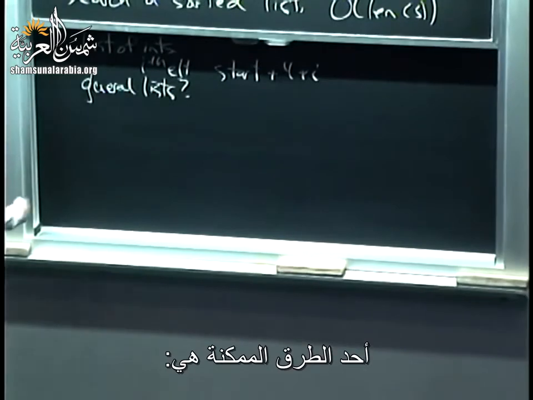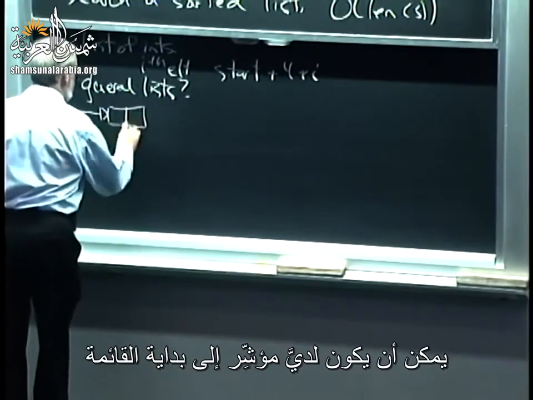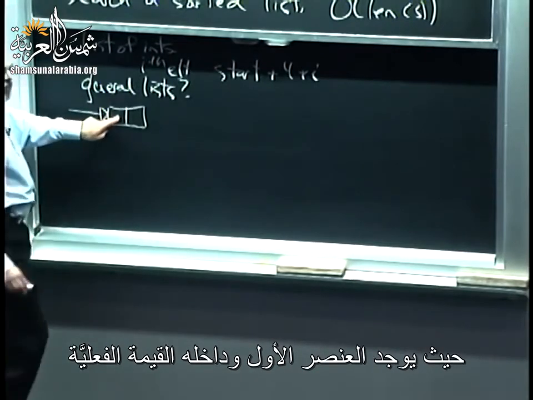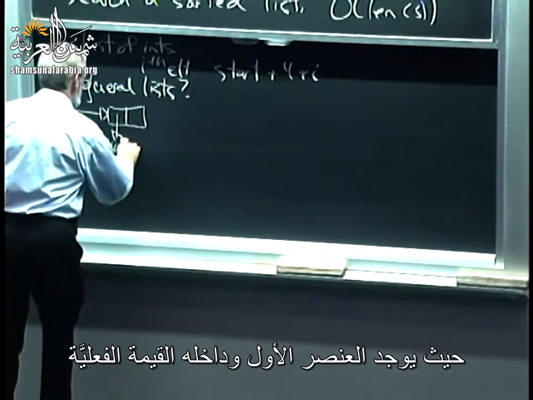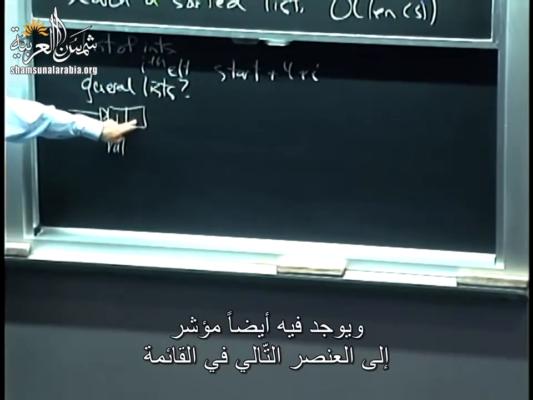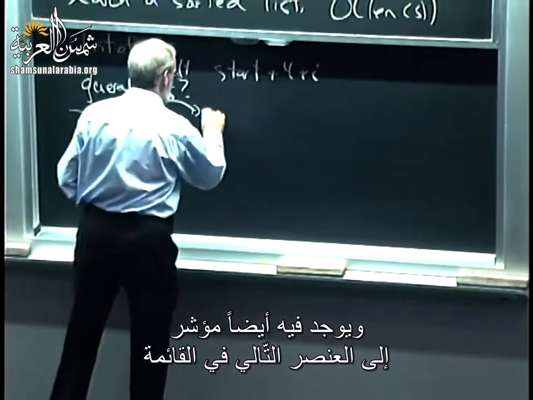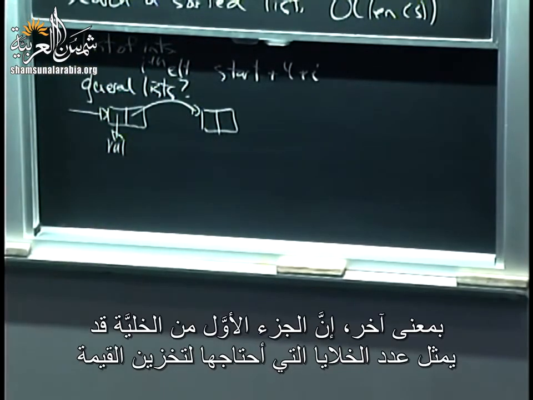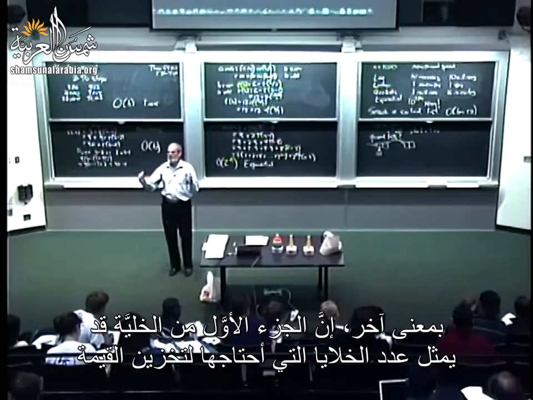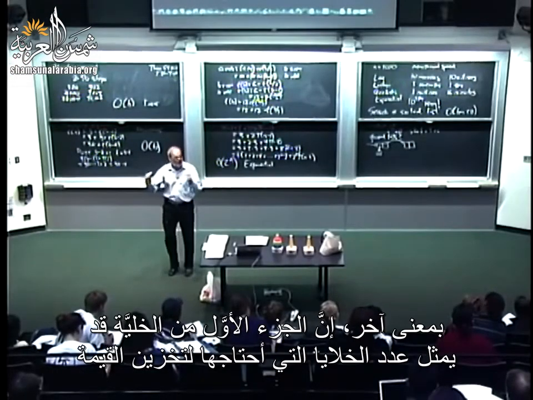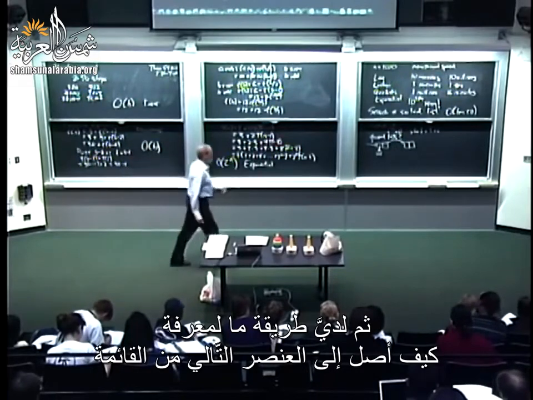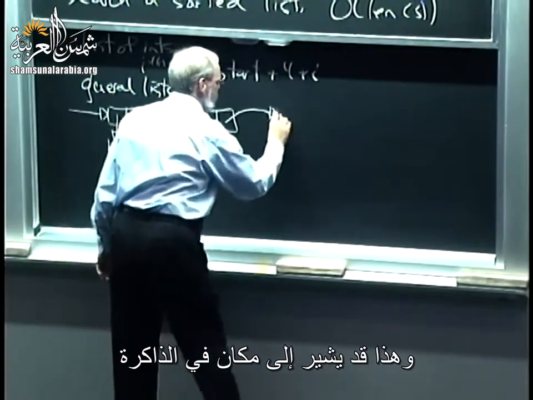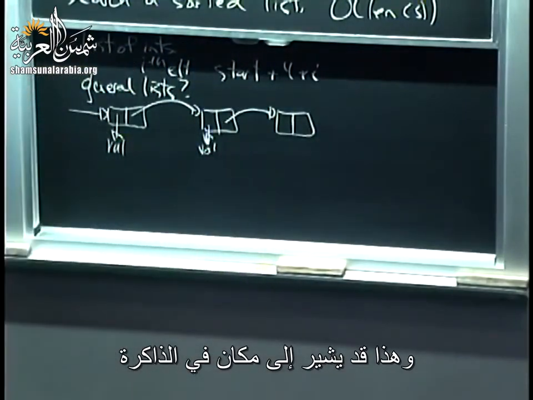Okay, one of the ways I could do it would be the following. I could have a pointer to the beginning of the list where the first element here was the actual value, and this would point to the next element in the list. Or another way of saying it is the first part of the cell could be some encoding of how many cells do I need to have to store the value, and then I got some way of telling me where to get to the next element of the list. And this would point to a value, and this would point off someplace in memory.